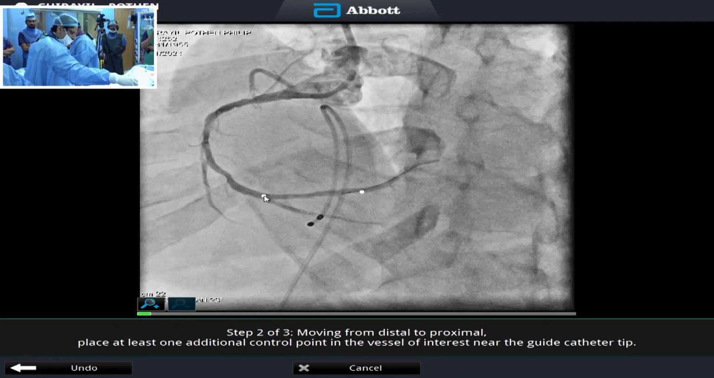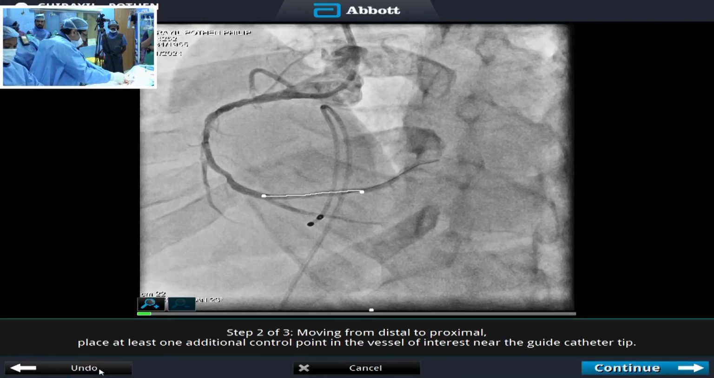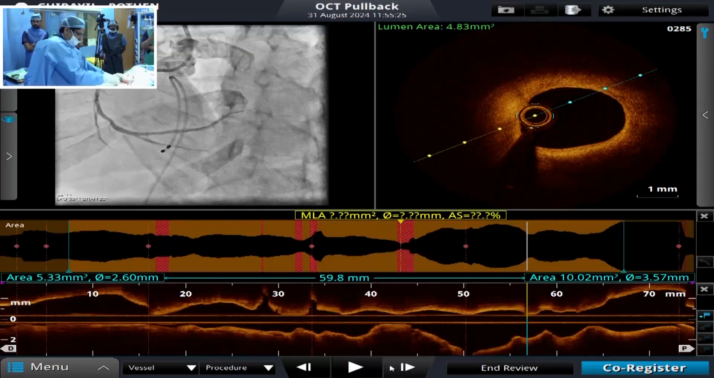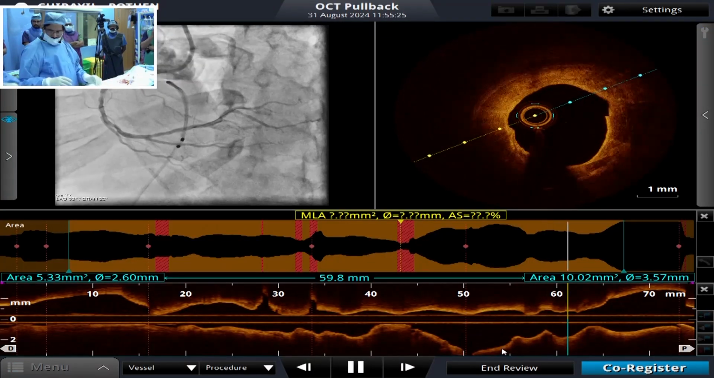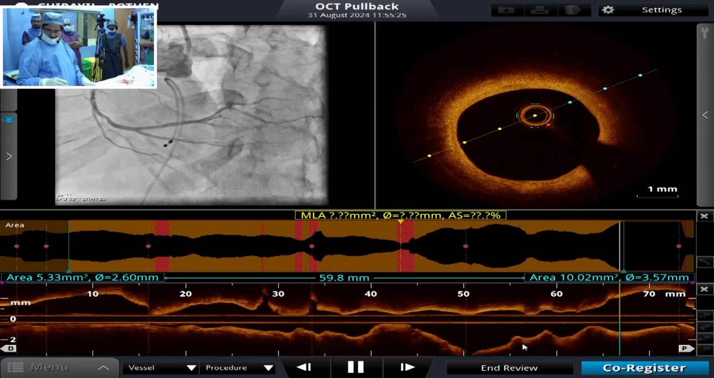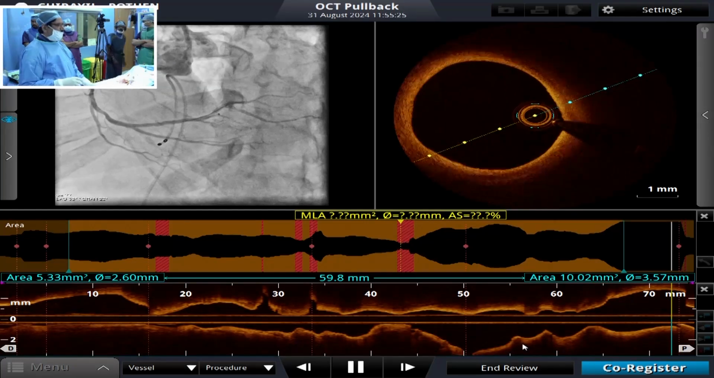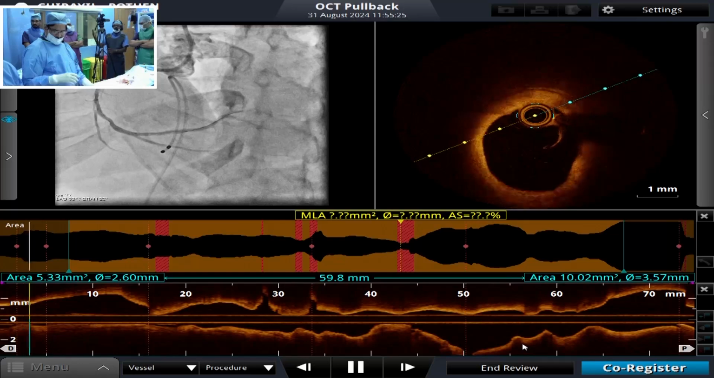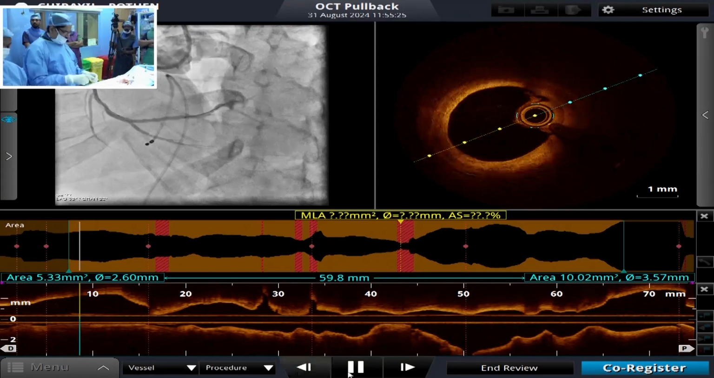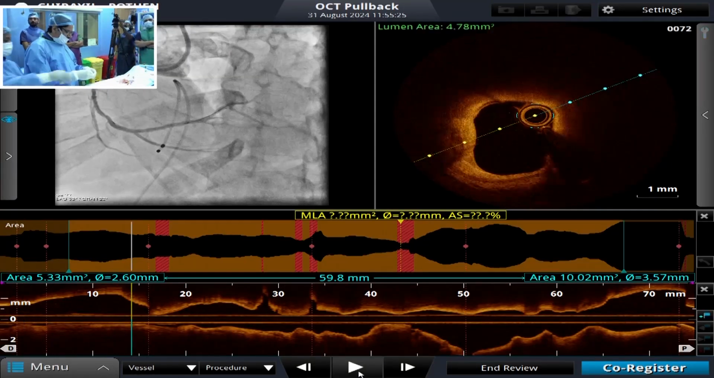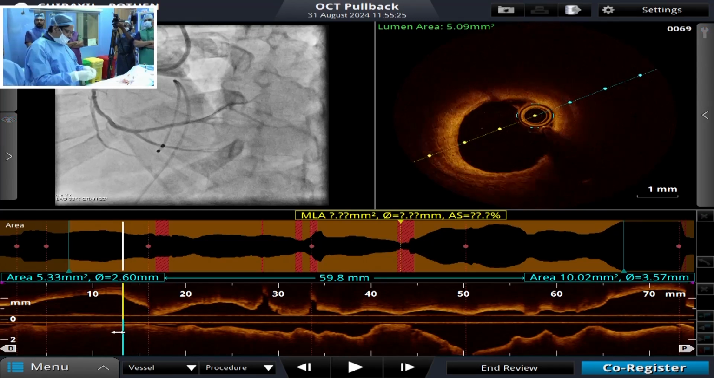Get me another 7.5. Meanwhile, be ready with the orbital device also. Microcatheter. Vishnu, can you see the OCT images? Yes, sir.